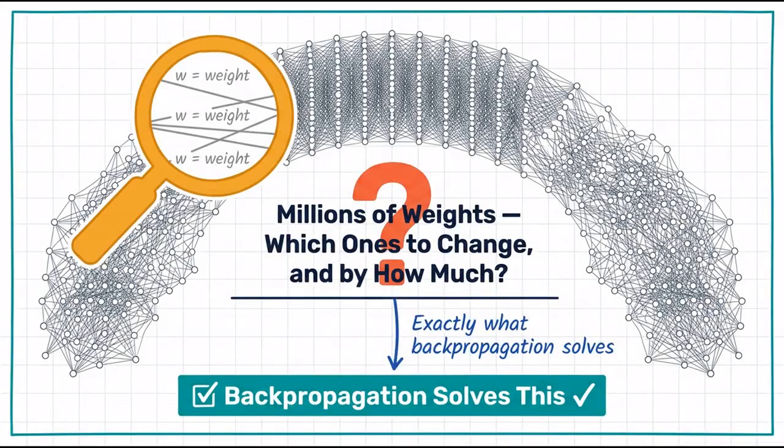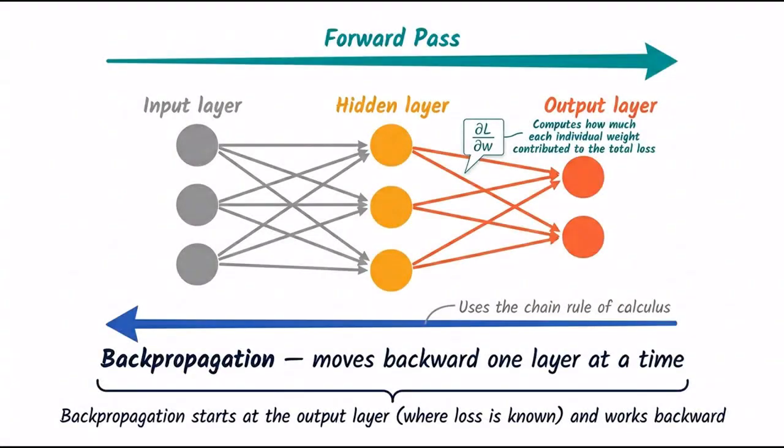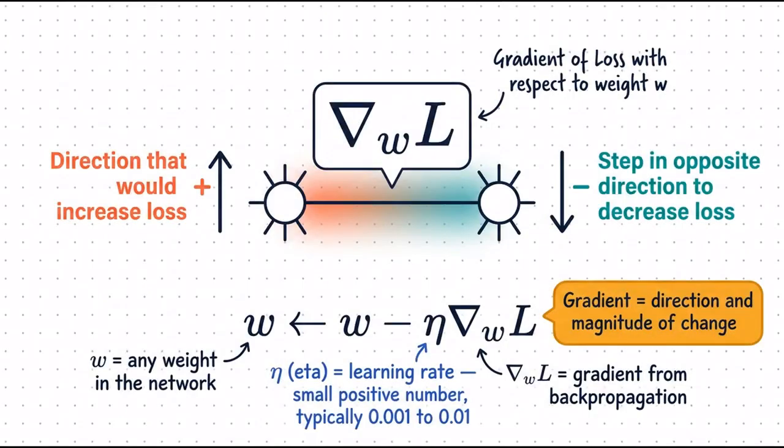Here is the hard problem. A network might have millions of individual weights. How do you know which ones to change and by how much? That is exactly what backpropagation solves. Backpropagation starts at the output layer, where the loss is known, and moves backward through the network one layer at a time. Using a calculus technique called the chain rule, it computes how much each individual weight contributed to the total loss. This gives you the gradient for every weight, the direction and magnitude of change that would increase the loss. You then step in the opposite direction to decrease it.